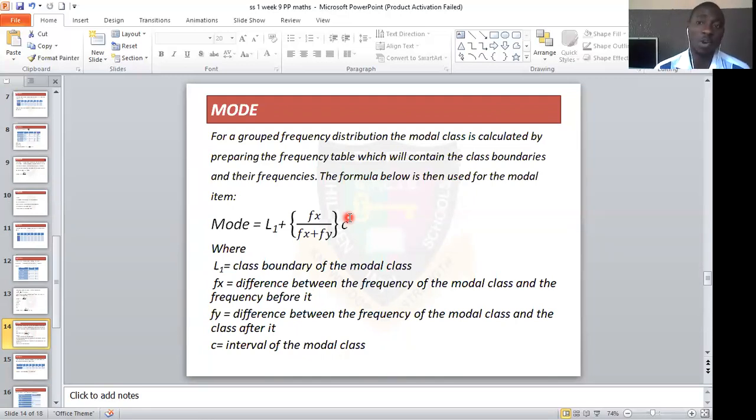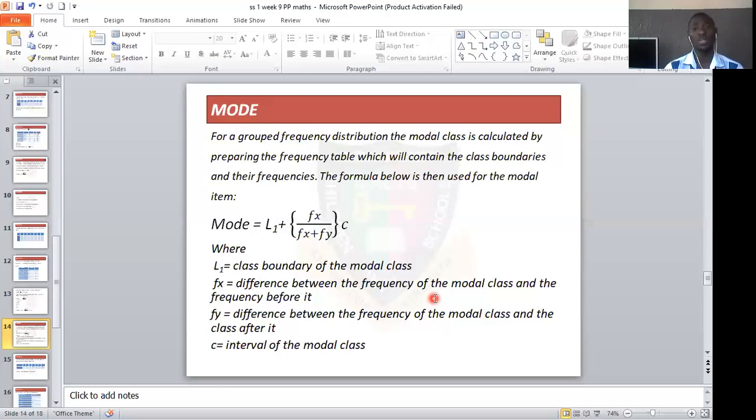Unlike on ungrouped data, where the mode is the number that appears most, under grouped data the formula is applied to it. The class with the highest frequency is the modal class. So under mode, we have L1, which is the lower class boundary of the modal class, the class with the highest frequency. Fx is the difference between the frequency of the modal class and the class before it, while Fy is the difference between the frequency of the modal class and the class after it, where C is the class width or interval of the modal class.